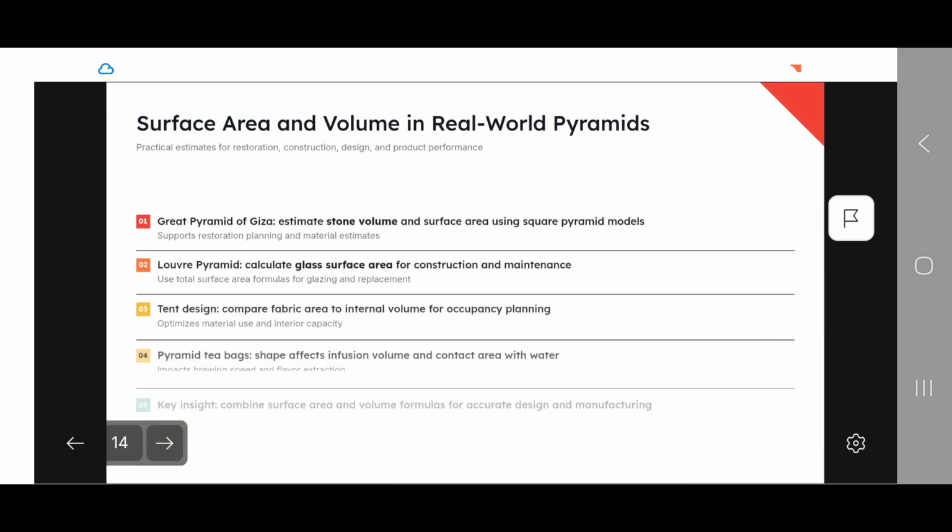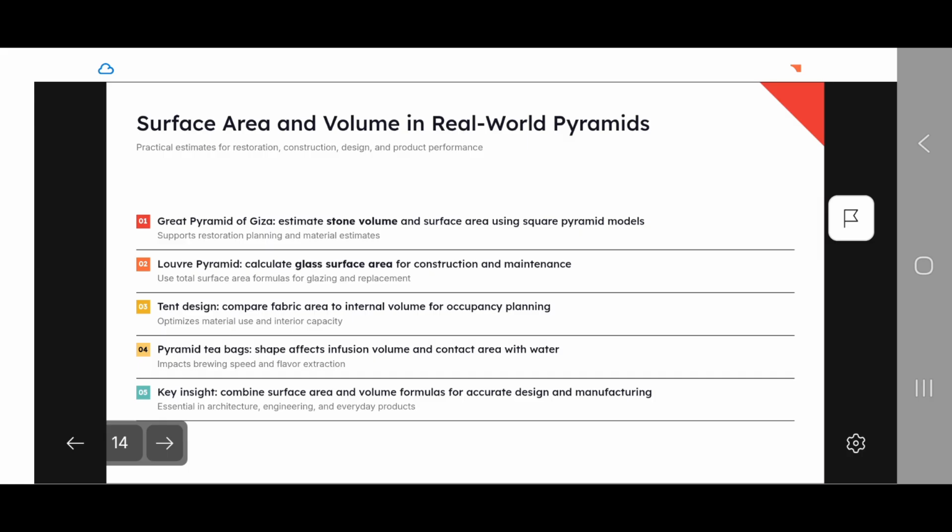Okay. So surface area and volume in real-world pyramids. Practical estimates for restoration, construction, design, and product performance. So, Great Pyramid of Giza. Estimate stone volume and surface area using square pyramid volumes. We might have to do this Giza thing in a few years because I don't necessarily feel like going to Giza in wintertime.